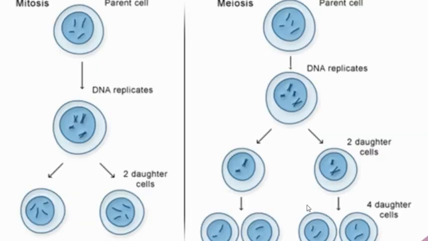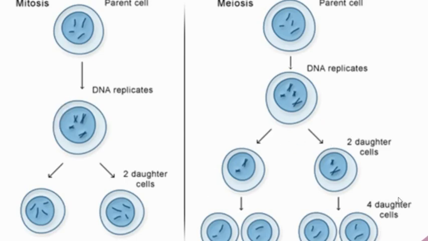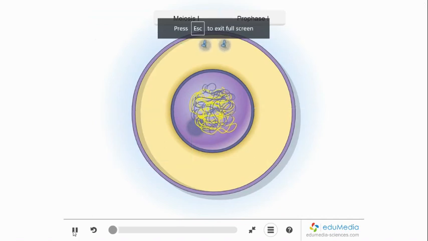This is an image that you may run into sometimes, simplified. What you need to pay attention to are the parent cells and the daughter cells at the end. Pay attention that in mitosis, the division happens only once, whereas in meiosis, the division happens twice. One time here, one time here. In this little animation, meiosis is very well portrayed.